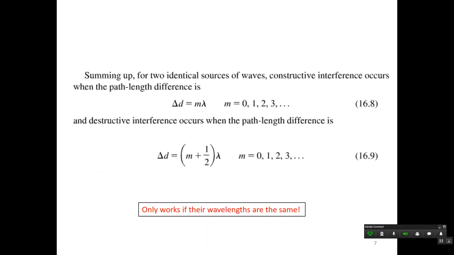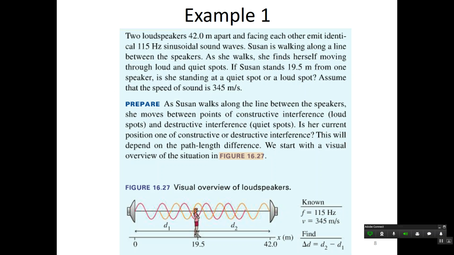Okay. So I want to do some examples. Let's do this one. It's a very simple one. Read it, try it, we'll solve it together in about, let's say, 5 to 7 minutes. Okay?